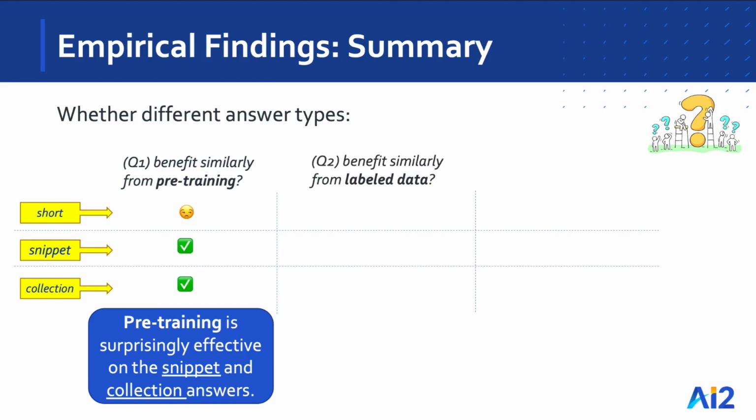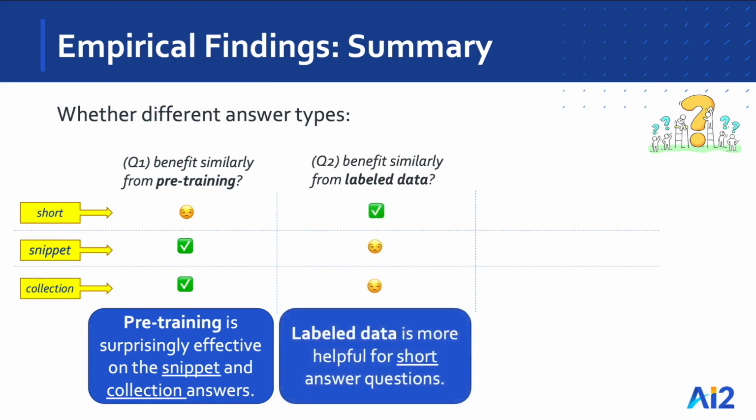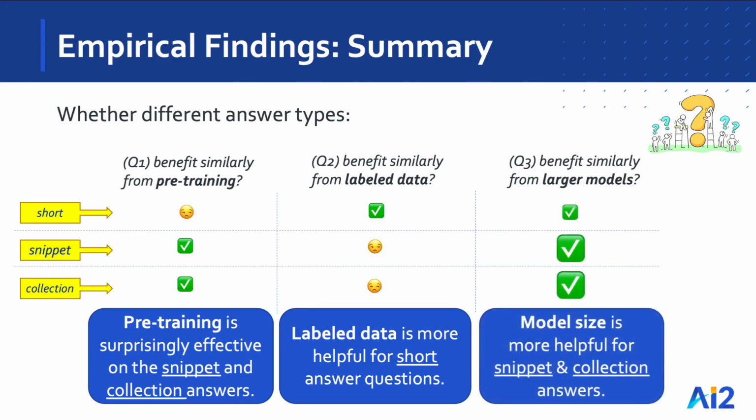Regarding the value of labeled data, we observed the opposite. Short response questions benefit consistently from increased amounts of supervised labeled data, whereas both snippet and collection response questions show minimal gain when given several orders of magnitude more training examples. Lastly, on the benefit of model size, we find that larger models tend to be more effective in all cases, as expected, but they show more gains for snippet and collection response questions compared to short response questions.